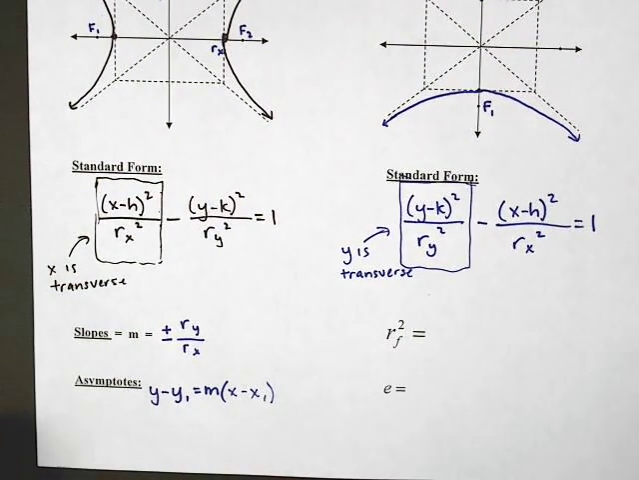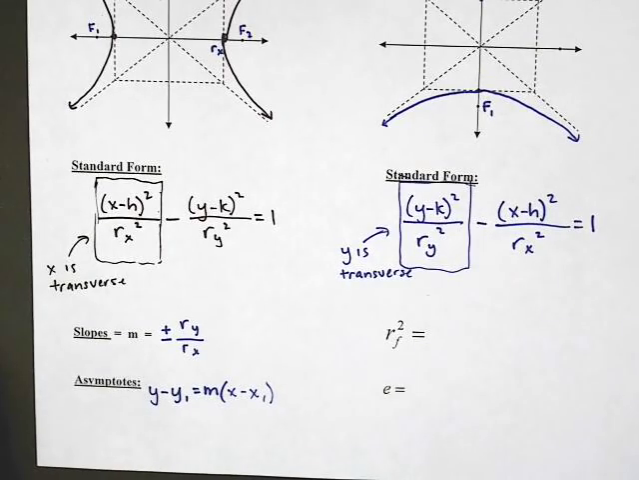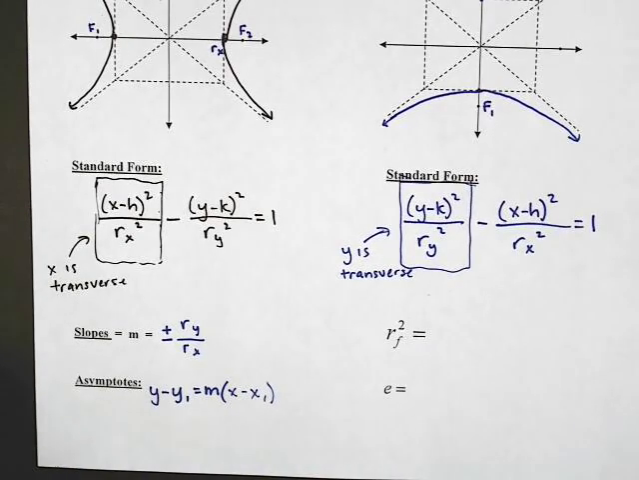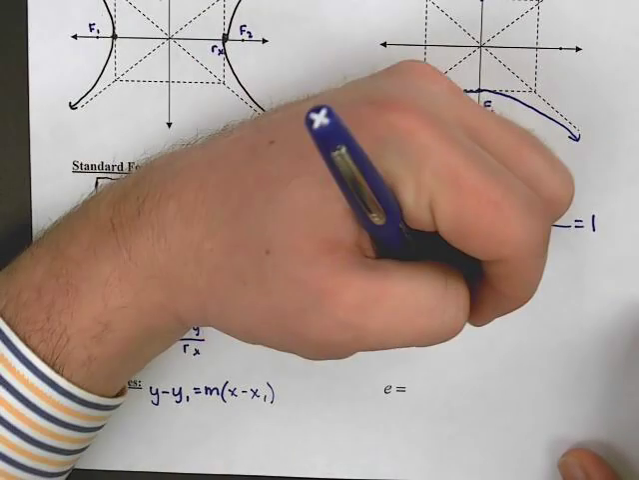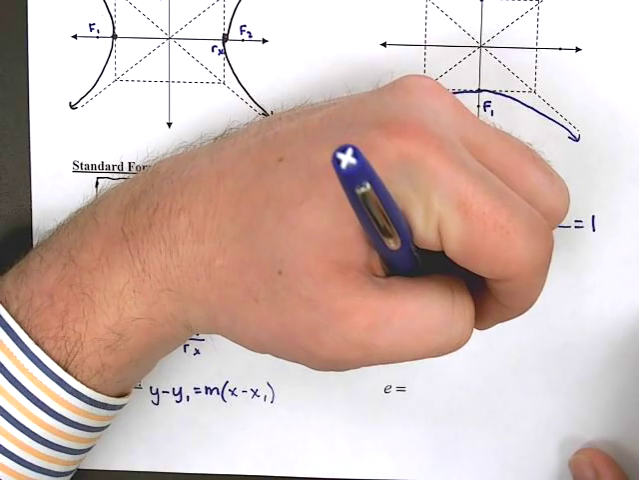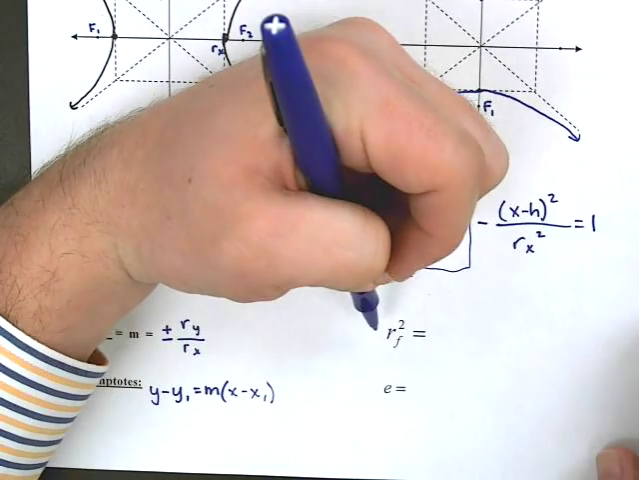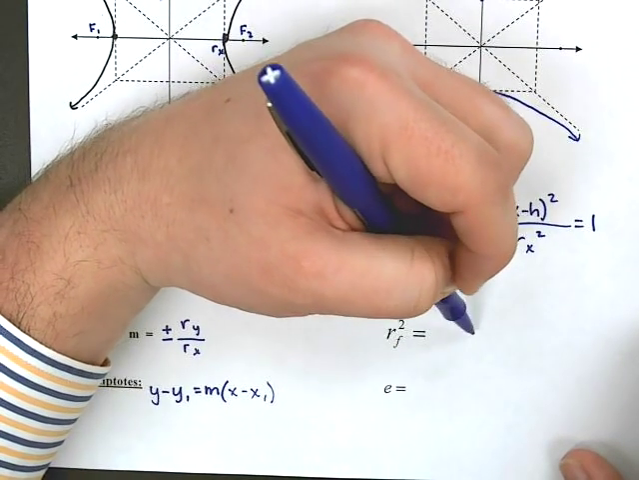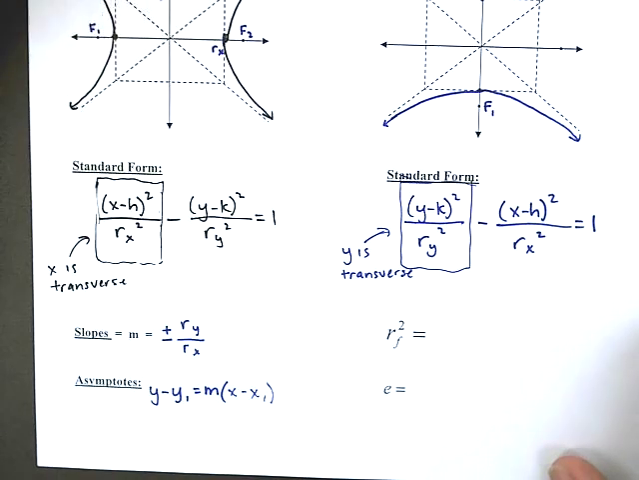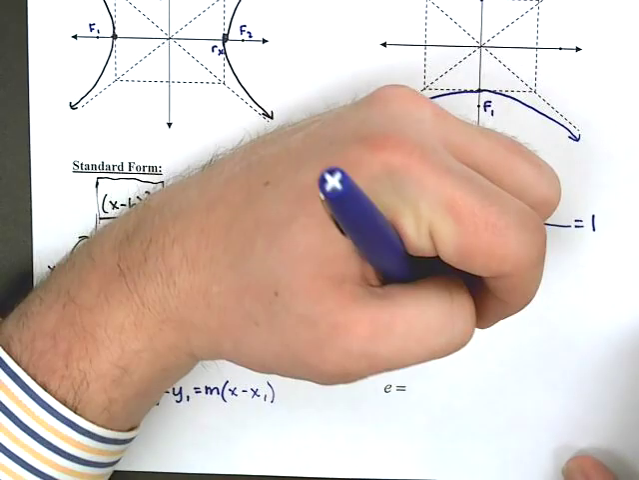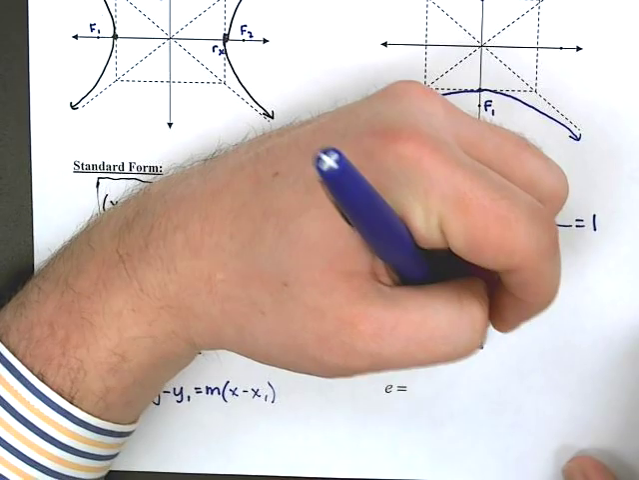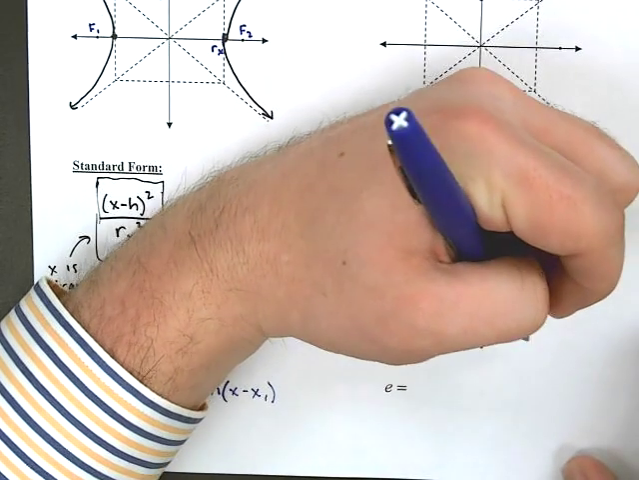For the focal radius, it's a little bit different, and this is where we don't say major and minor anymore. Okay, it's not major and minor. It's transverse and conjugate. Okay, so what we do here, I don't know if you remember from the ellipse, but it was the major squared minus the minor squared. Well, everything seems to just be kind of flipping. So now we're just going to say r transverse plus r conj.